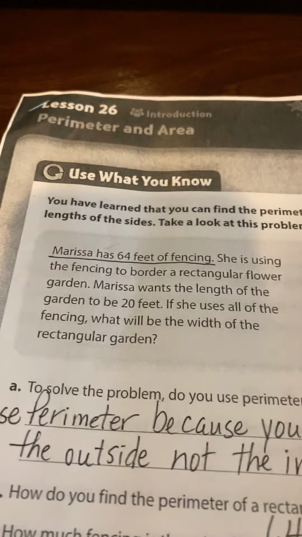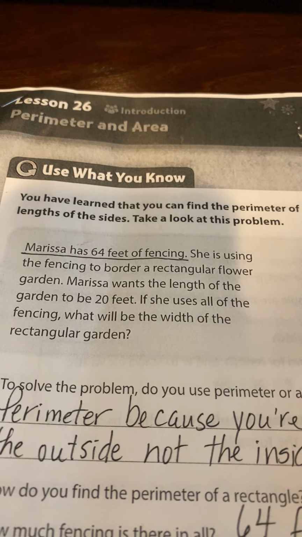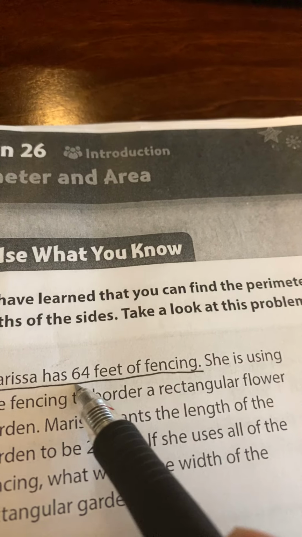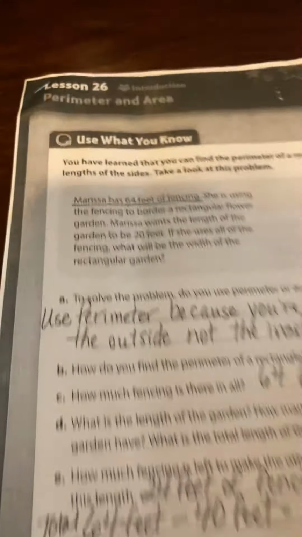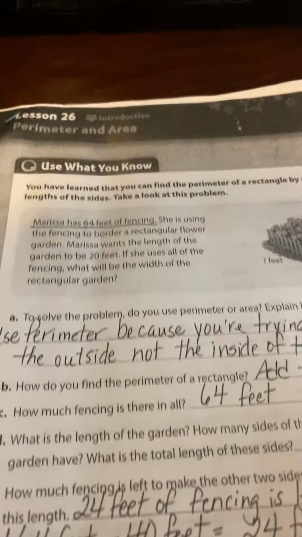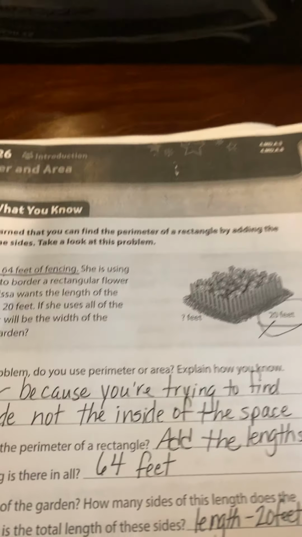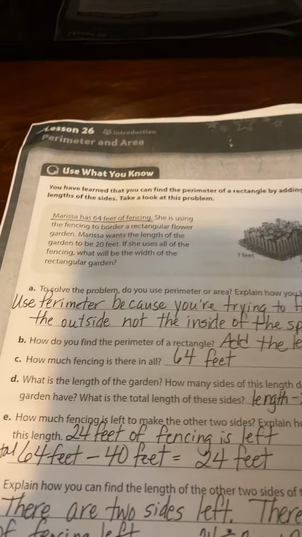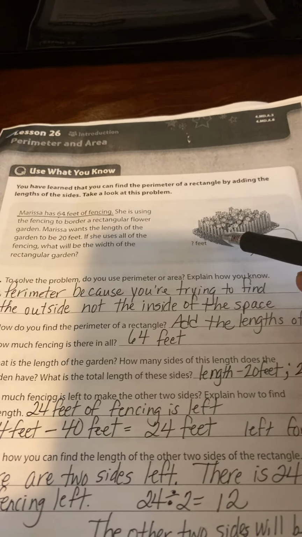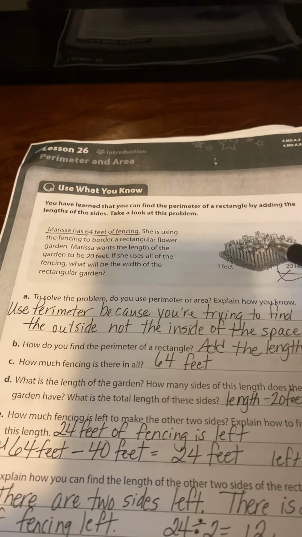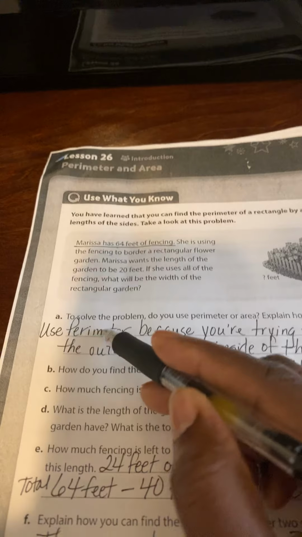If she uses all of the fencing, what will the width of the rectangular garden be? So all of the fencing. The total number of fencing she has is 64 feet. Okay, so let's look at A. To solve the problem, do you use perimeter or area? Explain how you know. Okay, so to solve this problem, we're going to use the perimeter. We're going to use the outside. Because you're trying to find out the outside, the inside of the space is not what you would use.